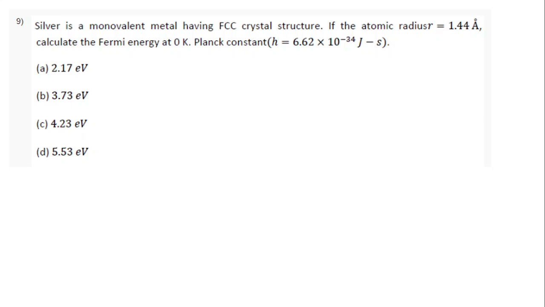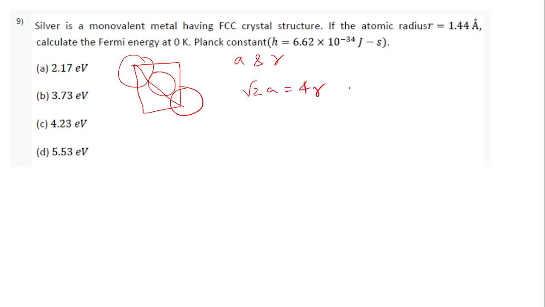Silver is a monovalent metal having FCC crystal structure. If the atomic radius is given, calculate Fermi energy. Again here, this is FCC, same relation we need to find between A and R. R is given. For FCC, we have atoms touching each other on the face, and the face diagonal root 2 A is equal to 4R. So R is given, so we can find A, then we can find the volume.